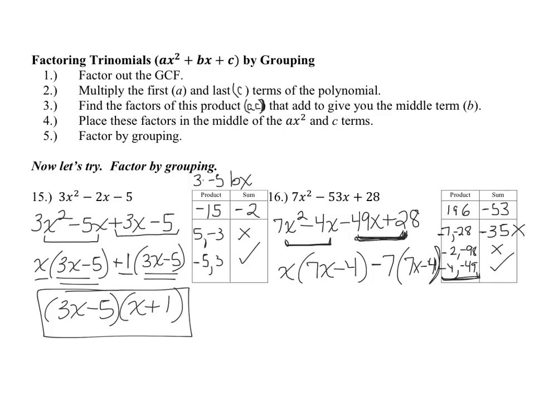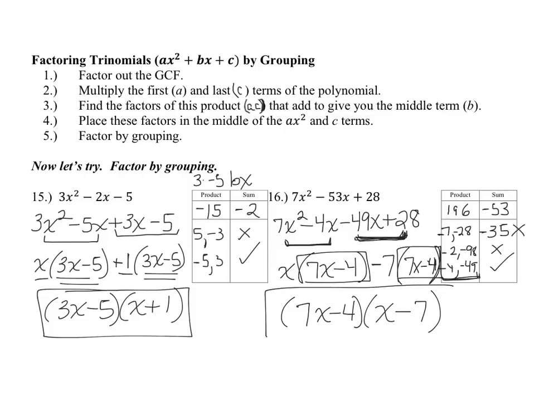And so now we're right on our way to factor by grouping, right? 7x minus 4 is the GCF of these, so that's one of my factors, 7x minus 4. And then what's left when I pull out the 7x minus 4 is going to be an x minus 7. And there you go. Those are your two factors.